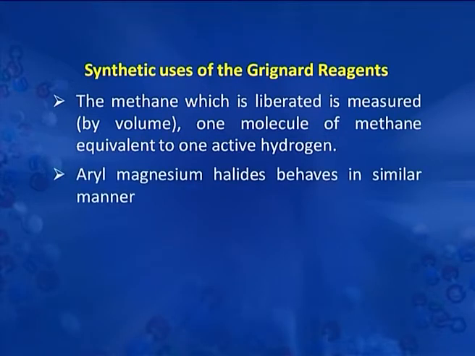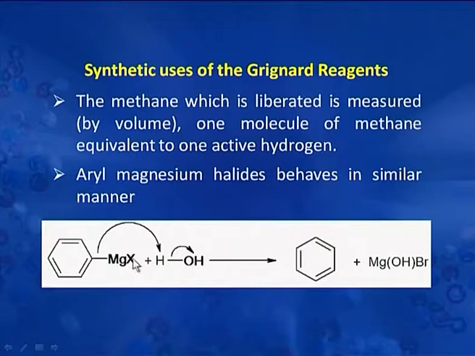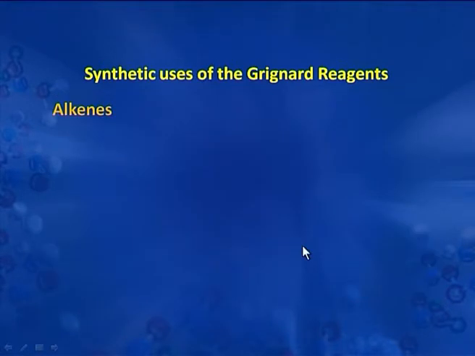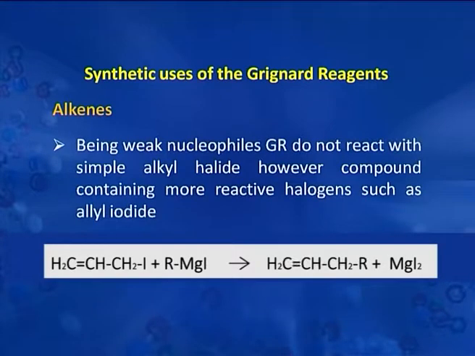Aryl magnesium halide behaves in a similar manner. Here this is aryl magnesium halide, this is an active hydrogen, here is benzene. We can also use Grignard reagent to prepare alkenes. As we all know, being a weak nucleophile, Grignard reagent does not react with simple alkyl halides. However, compounds containing a more active halogen, such as allyl iodide, react with Grignard reagent to give alkenes.